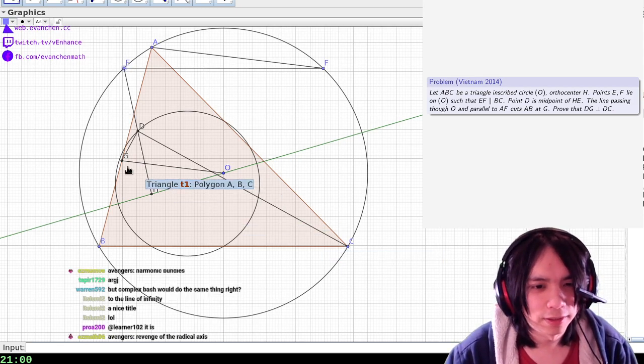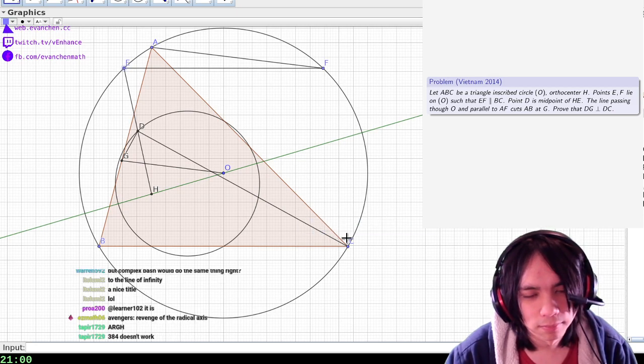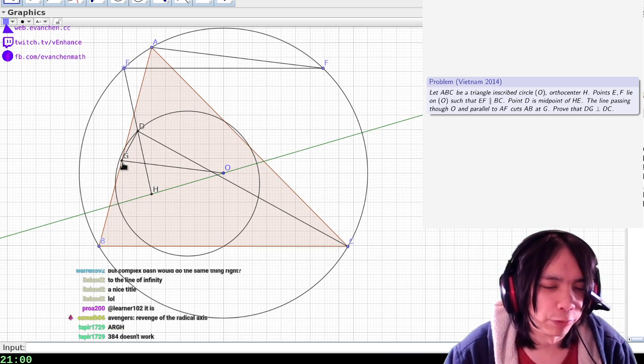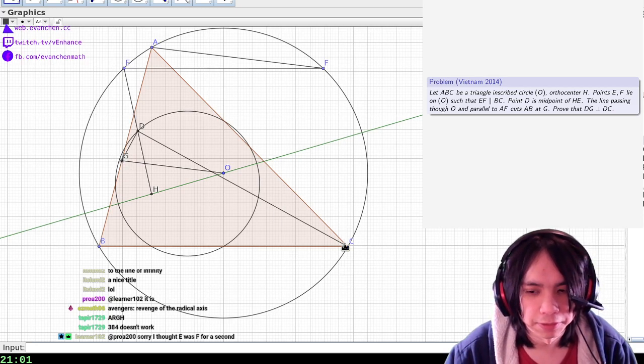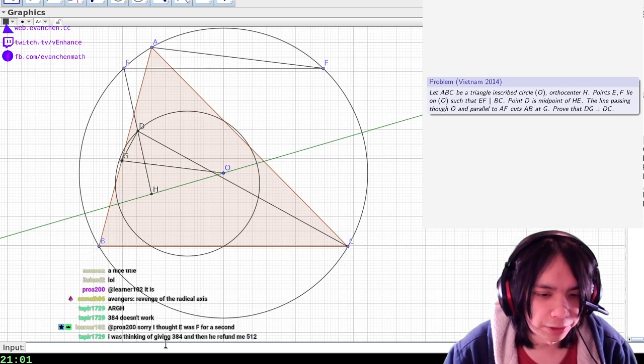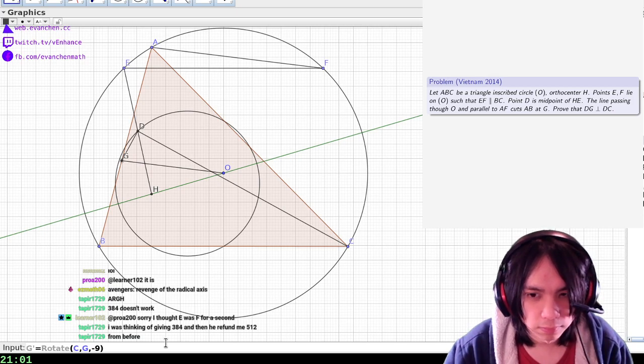Oh, actually, here's a way you can reduce the degree by 1, I think. What you do is you define G prime to be the rotation of G by 90 degrees around C. So that's actually still tethered. It lies on line AB. So G prime is rotate C, G minus pi over 2.